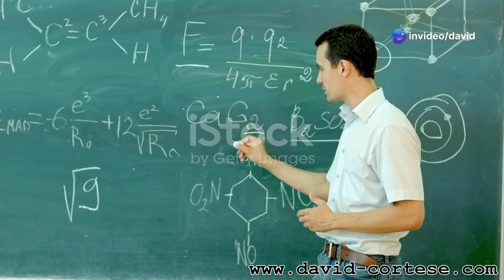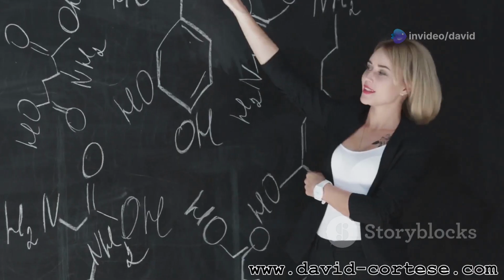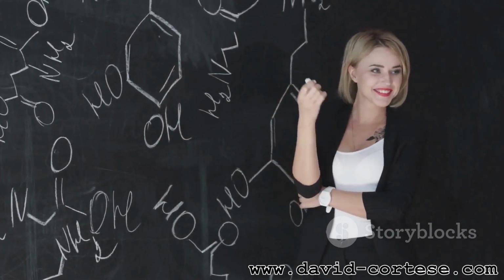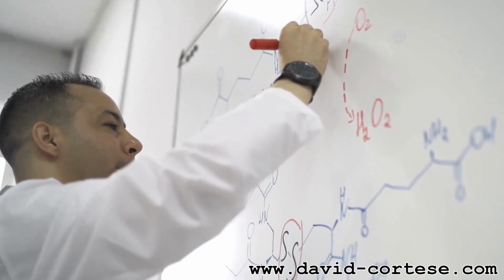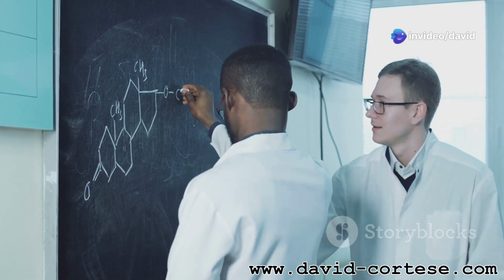Section 7. Common mistakes and how to avoid them. Don't fall into these traps. Here are some common mistakes to avoid when balancing chemical equations. First, changing subscripts. Remember, you can't change the subscripts in chemical formulas. That would change the identity of the substances.